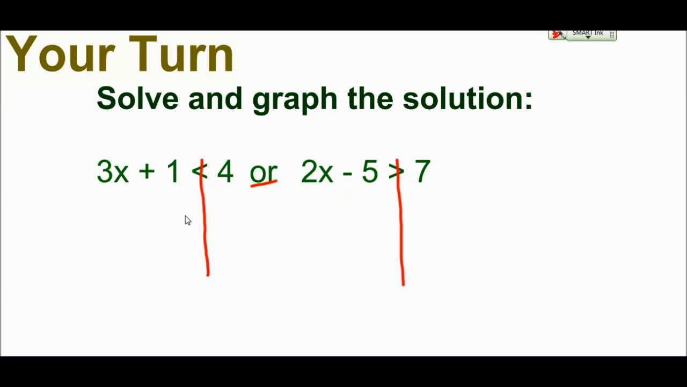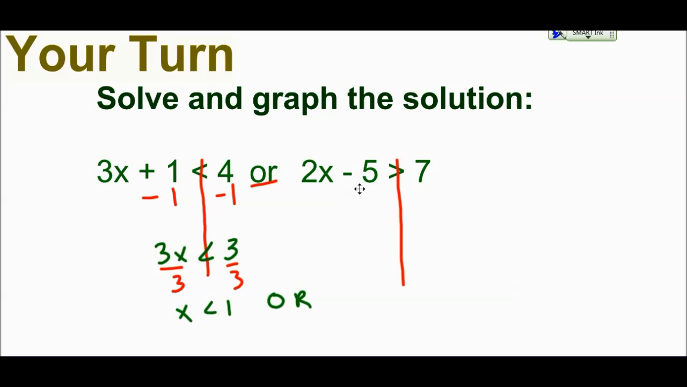So looking at this one, I first know I don't need to distribute anything. I don't need to combine like terms on the same side. I don't need to move variables. So all I need to do first is undo this addition. So I'm going to subtract 1 from both sides, and I'm left with 3x is less than 3. Then I go ahead and divide both sides by 3. So this gives me x is less than 1. I'm going to write the OR.